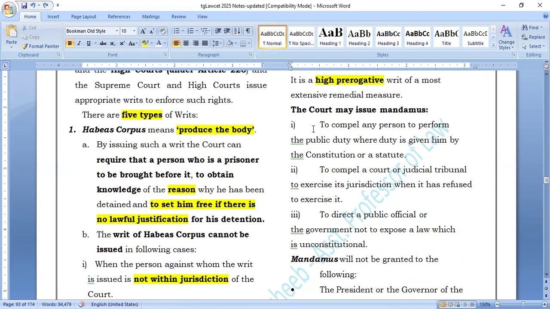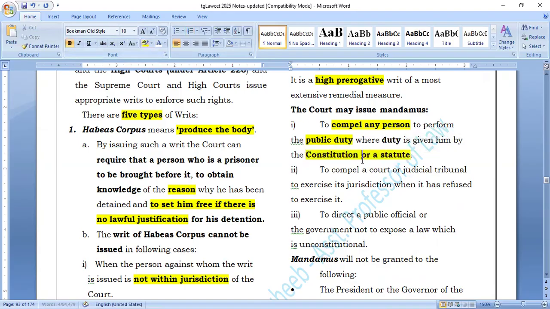The court may issue the mandamus to compel any person to perform a public duty where the duty is given to him by the Constitution or a statute. The duty should be given by the Constitution or a statute or law. Clear point?